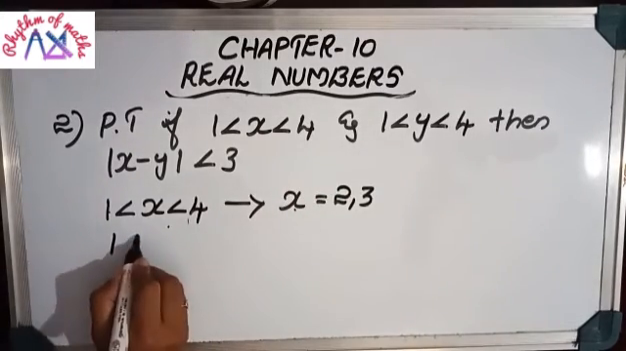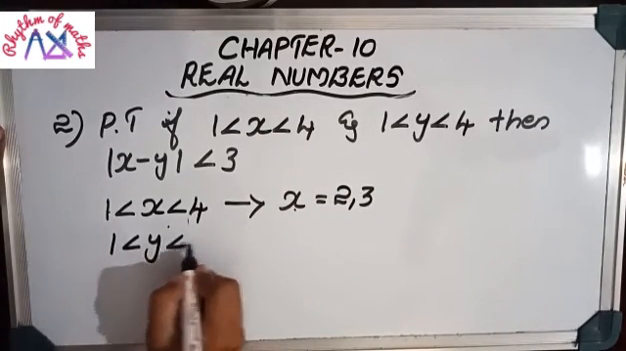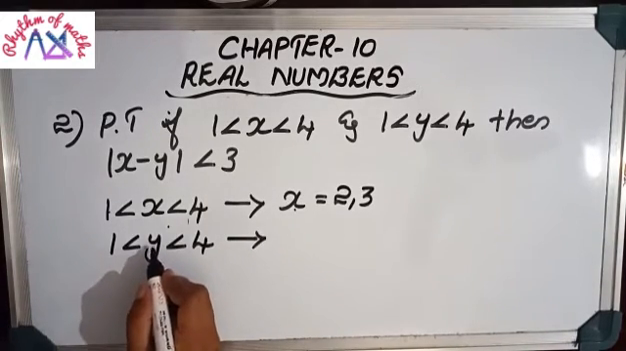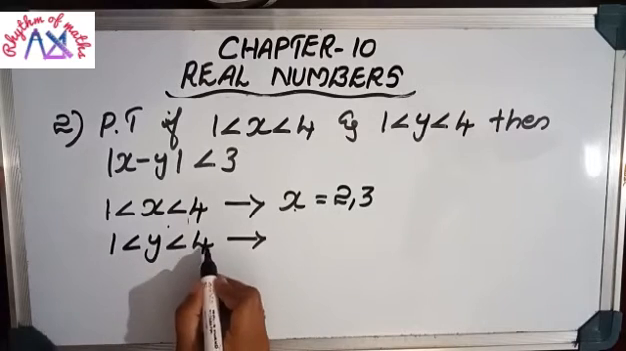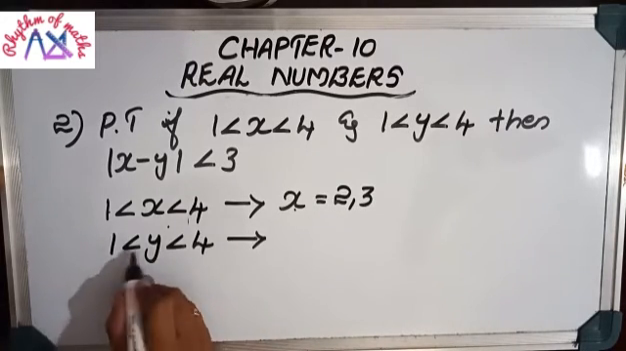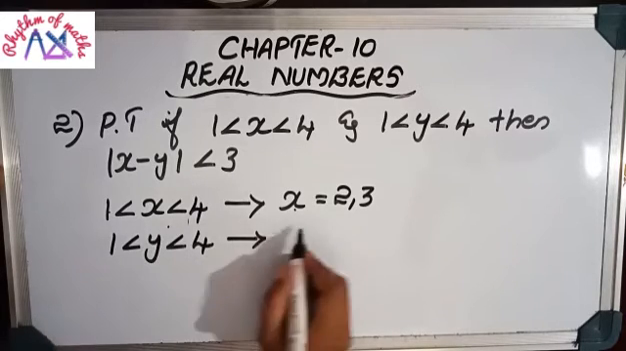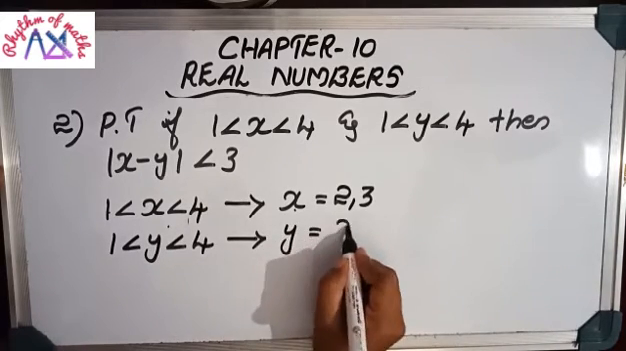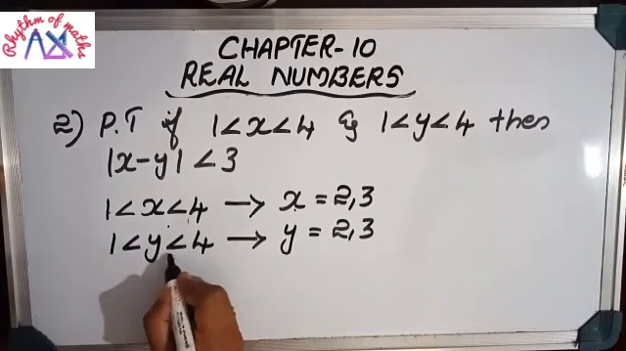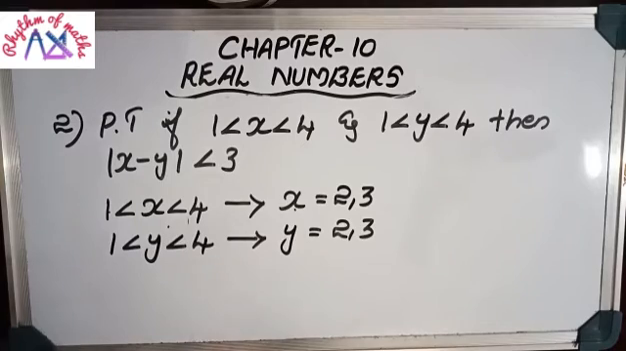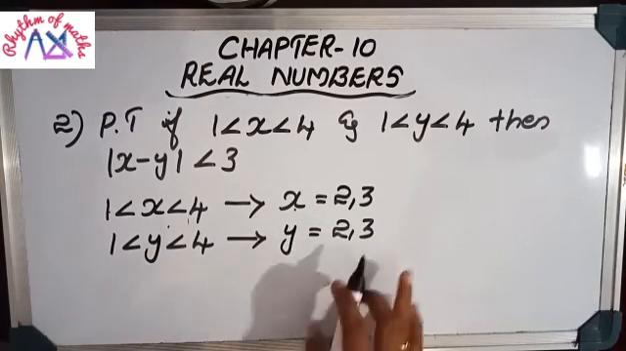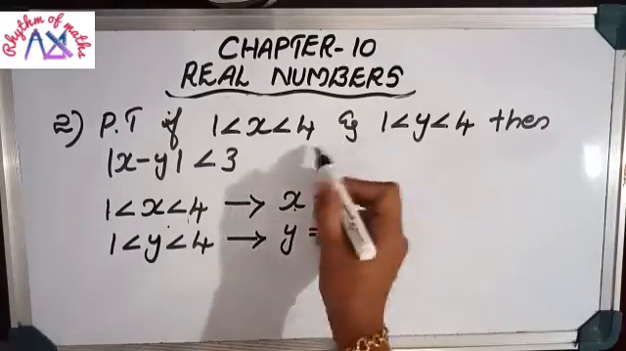Similarly, 1 less than y less than 4. This also means what? The numbers of y can be in between 1 and 4, excluding 1 and 4. 1 and 4 are not included, only the numbers in between. So y also we can take as 2 and 3. 1 is not possible, 4 also not possible. If it is an equal sign, that also is possible to take. So here x values and y values are 2, 3 and 2, 3. These are the possible values according to this rule.